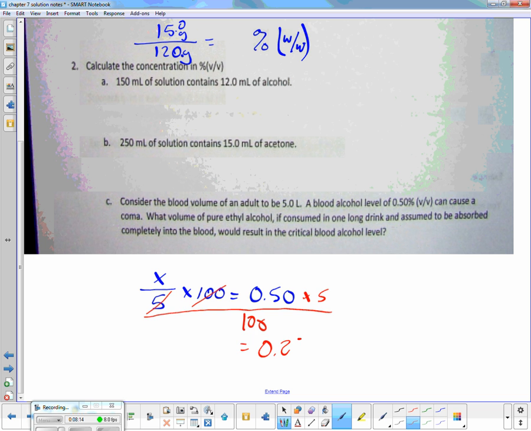I got 0.25, and it would be liters. So that's about 250 milliliters.